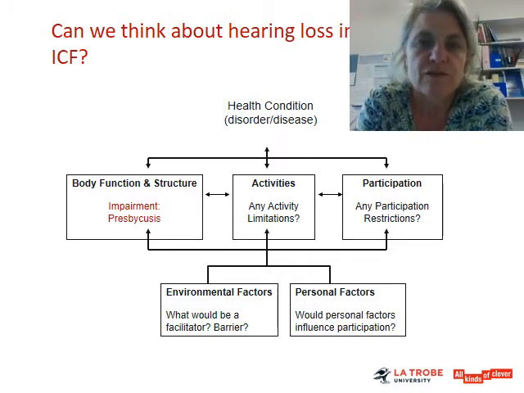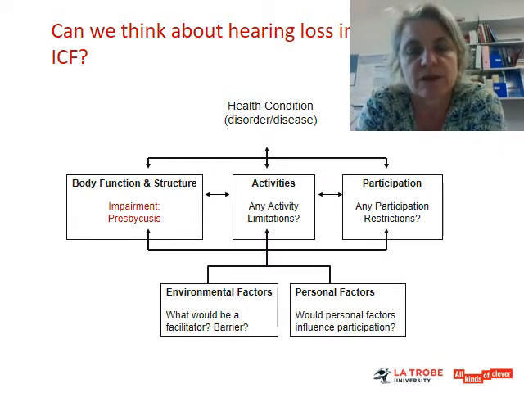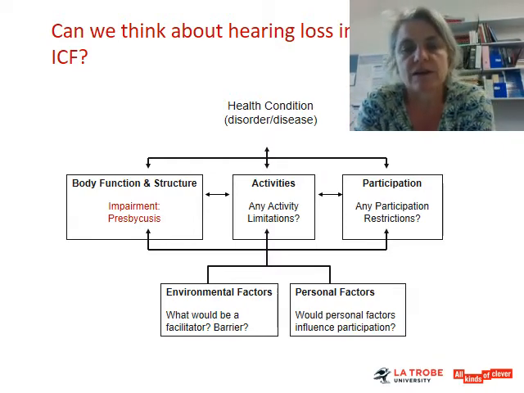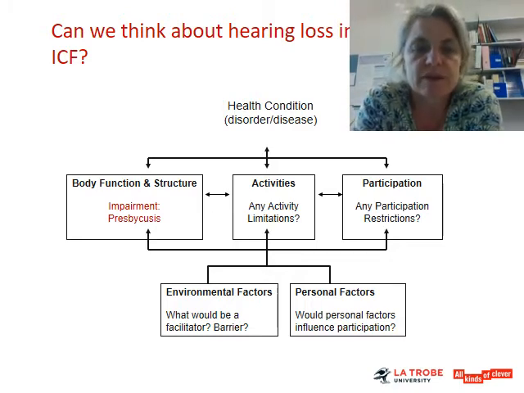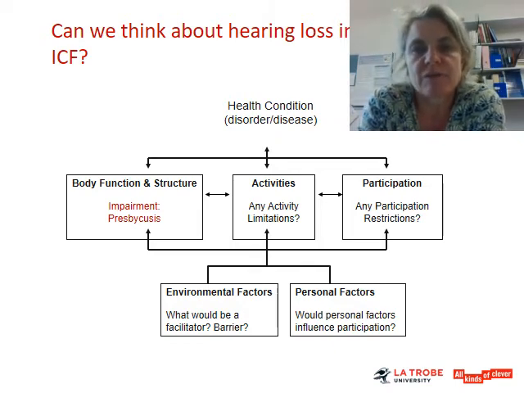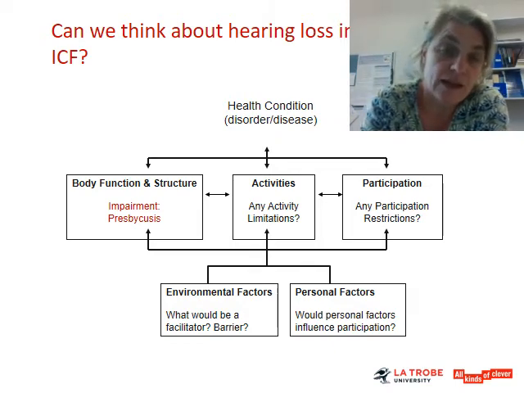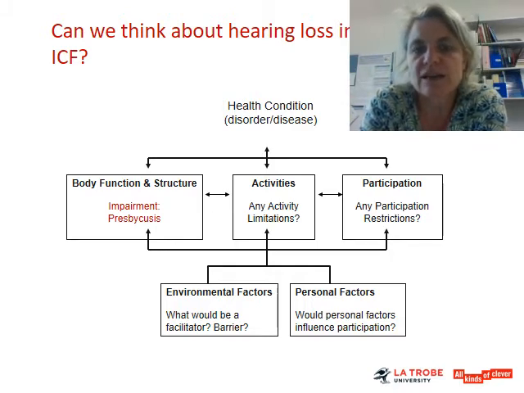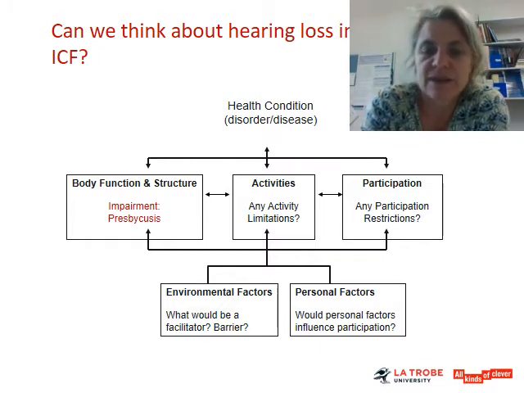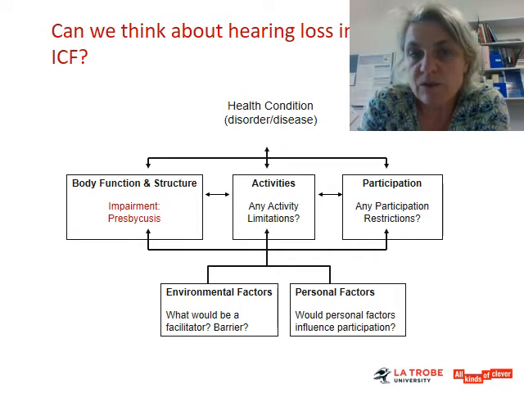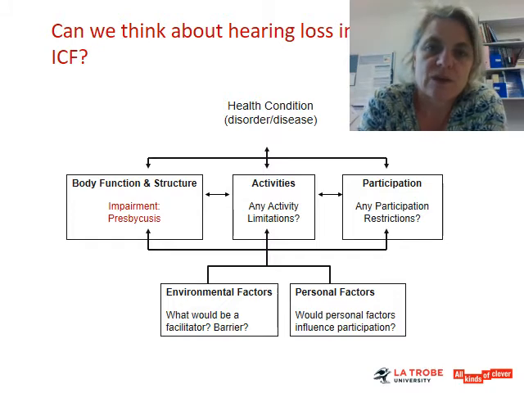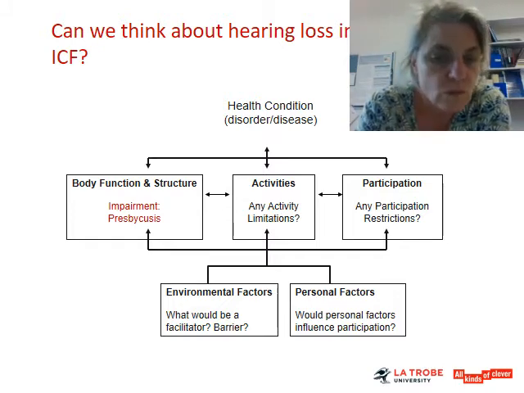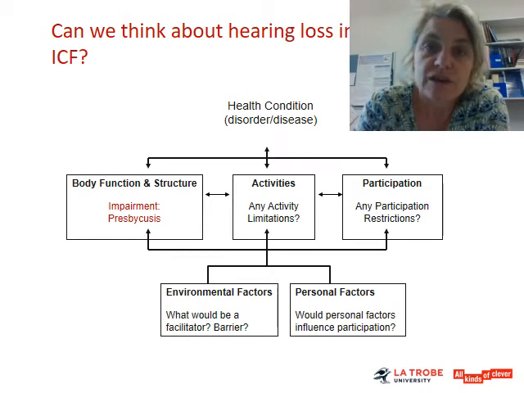Of course, one of the very common things that people use when they've got a hearing impairment like presbycusis, age-related hearing loss, is a hearing aid. And that's another type of environmental factor that hopefully helps people with their hearing. But of course, someone's willingness to use a hearing aid would also depend on personal factors, like how they feel about wearing a hearing aid, their willingness to learn how to wear it, and their motivation to do so.